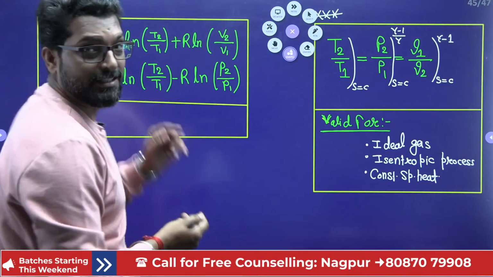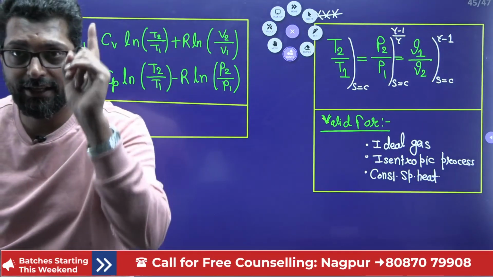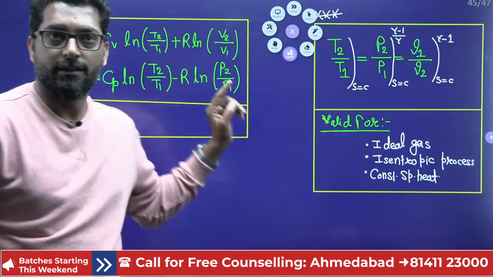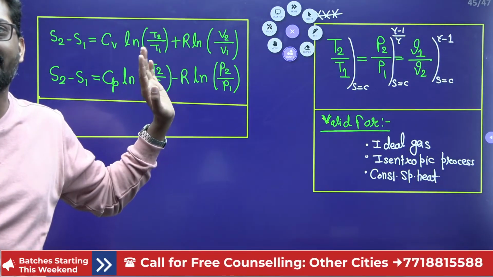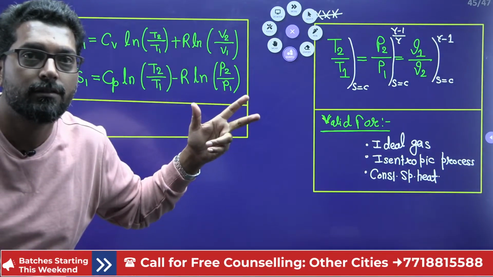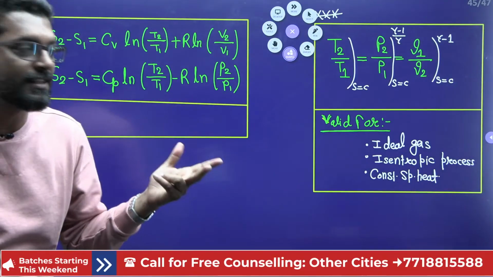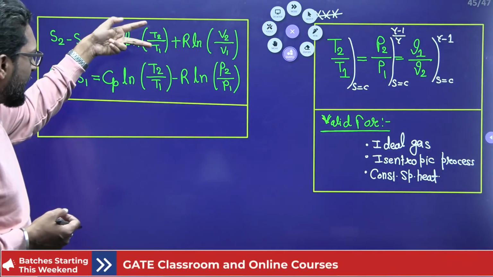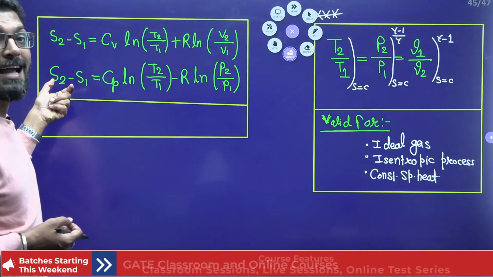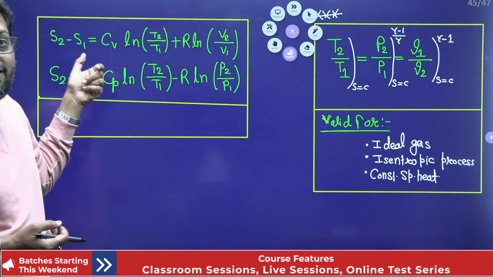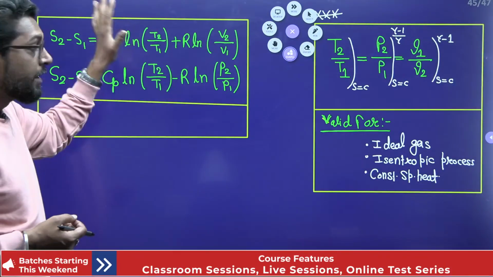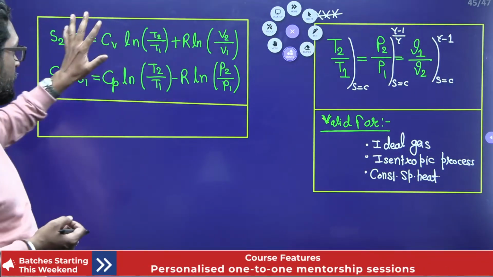Under which condition is this valid? Now, gas is compressible. How can it be isentropic if the temperature changes? If the temperature changes, it is not isentropic. How can it be isentropic as the temperature changes? For a compressible gas, this is compressible.